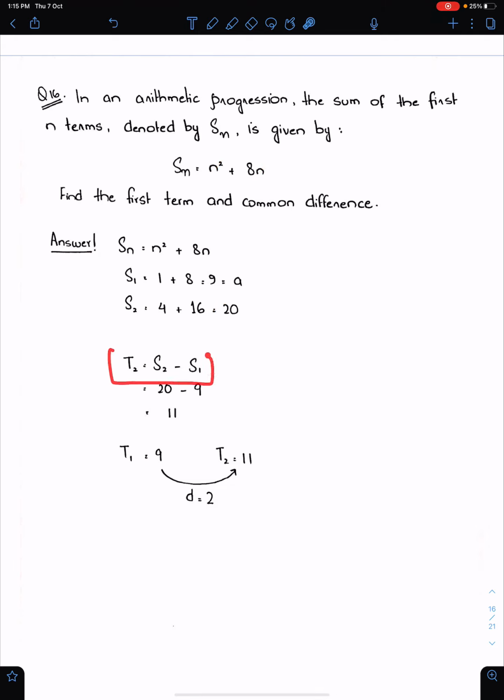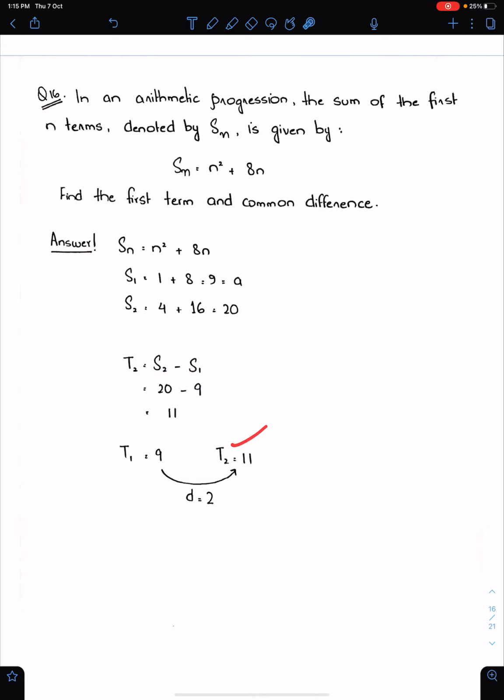As we know this formula, T2 is S2 minus S1. We did this in the first lecture. Sn minus Sn minus 1. So T2 should be, sorry, T2 should be S2 minus S1 according to this formula, Sn minus Sn minus 1. So this is T2.